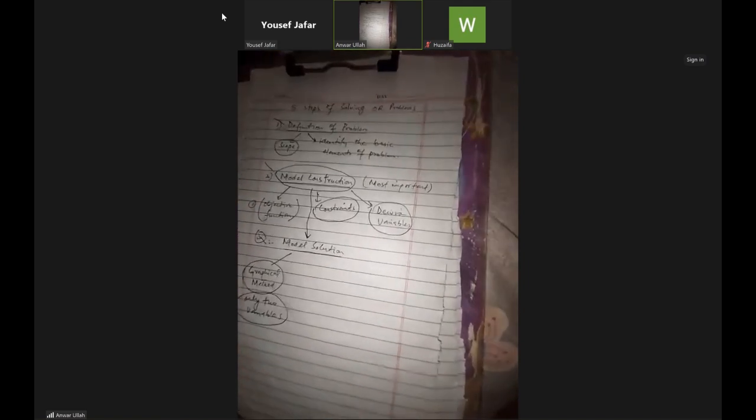Graphical method is used when we have only 2 variables. When we have 2 decision variables only, then graphical method is used. If there are more than 2 decision variables, then we will use simplex method. And the third thing is using software packages.